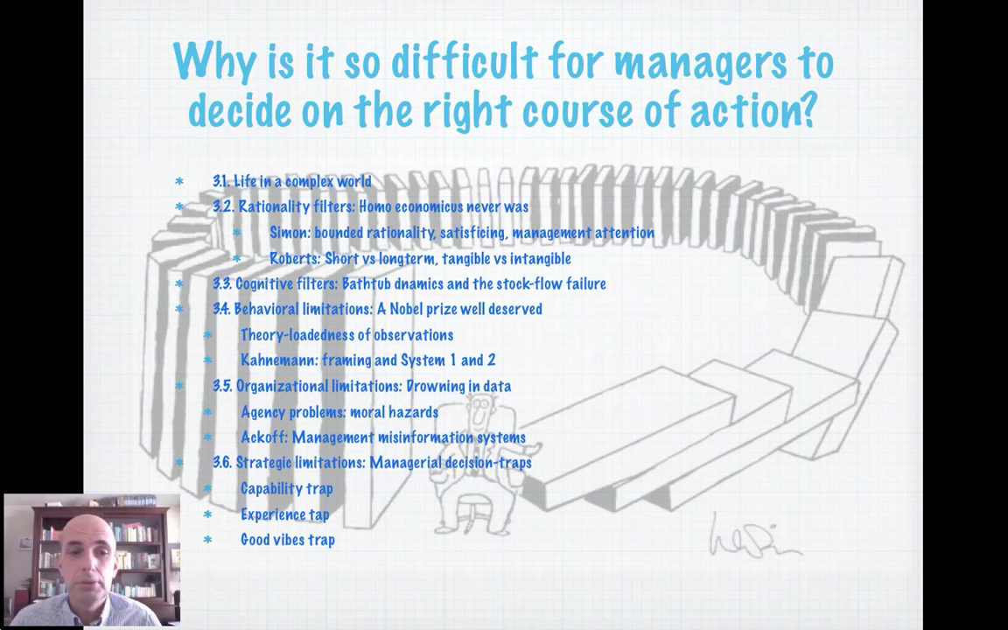Strategic limitations are beyond that. Here the organization isn't the problem. Actually, to the best of our intentions, we will take a certain course of action, but actually it's a trap. It's a decision trap, it's counterproductive, and we don't notice it. And I present 3 different types of traps there.